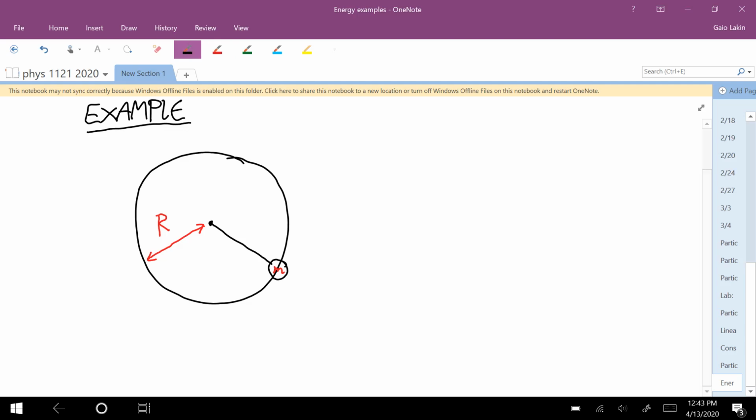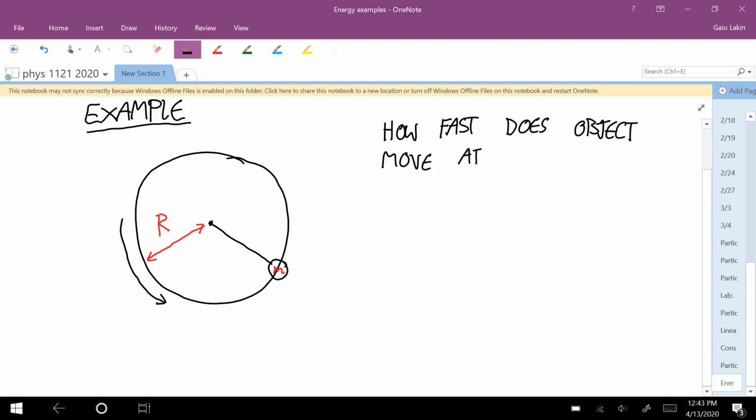Okay, so this object is rotating this way. And what we want to know is how fast does the object have to be moving at the bottom to swing all the way to the top?